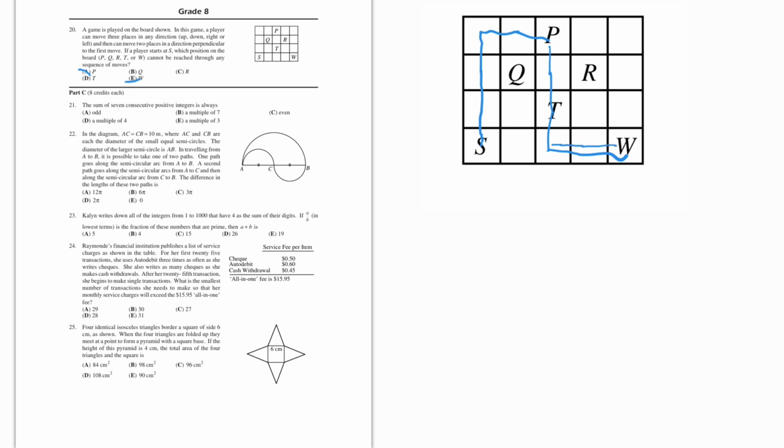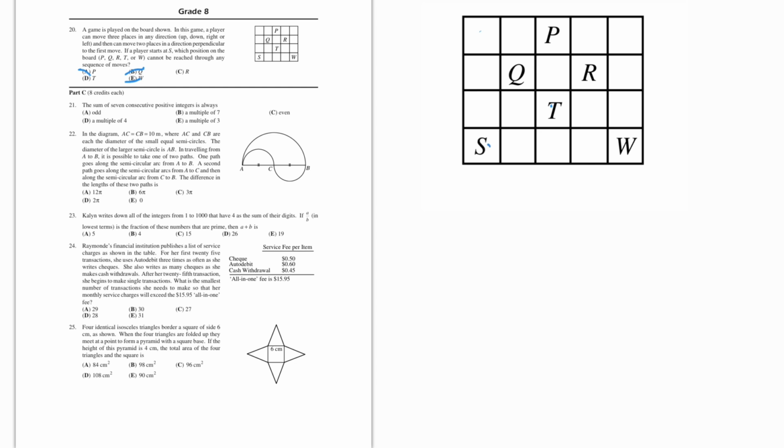From W, we go the step 1, 2, 3, because they said I need the direction. So then go perpendicular 1, 2. Now we reach the Q. Q is not our answer. It can be reached.